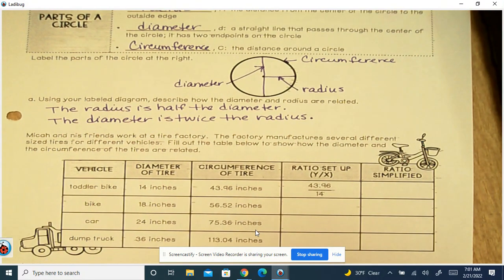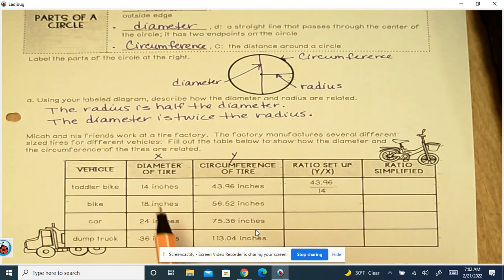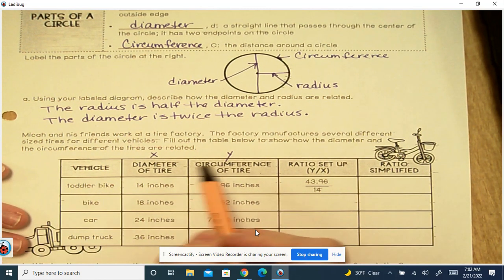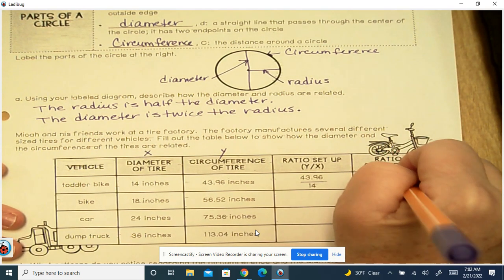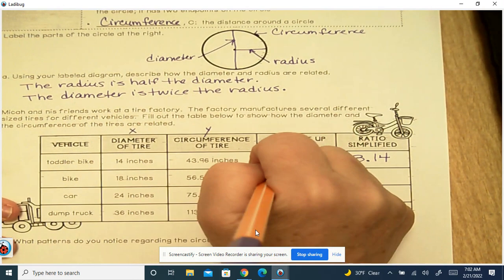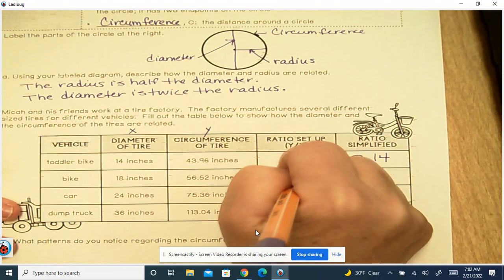Mike and his friends work at a tire factory. The factory manufactures several different size tires for different vehicles. Fill out the table below to show how the diameter and the circumference of the tires are related. Here's an X column and here's a Y. On the toddler bike, 43.96 divided by 14, so that's the circumference divided by the diameter. It's going to give you pi. That's going to be the same for all of these down the table. So let's go ahead and fill that in.